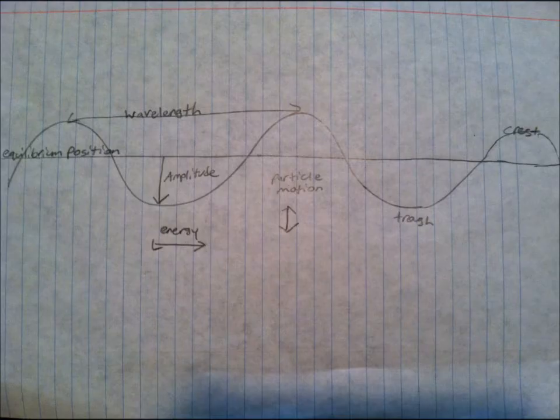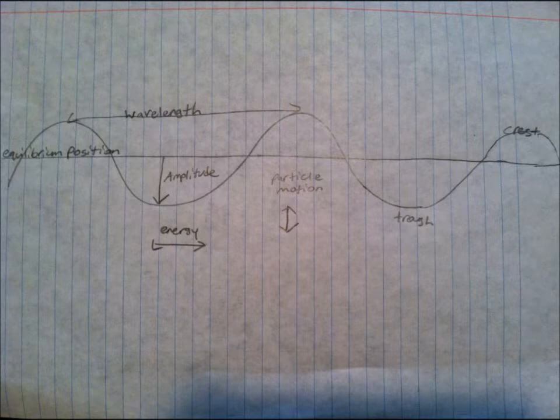Alright, so as you can see, the equilibrium position is the center of the wave that separates the crest and the trough, or otherwise known as the top of the wave from the bottom of the wave. And to get a better understanding, the trough is the lowest point of a wave below the equilibrium position. So as you can see, I labeled it, it's the lowest point. And then the crest, on the other hand, is the opposite. The crest is the highest point of a wave above the equilibrium position.